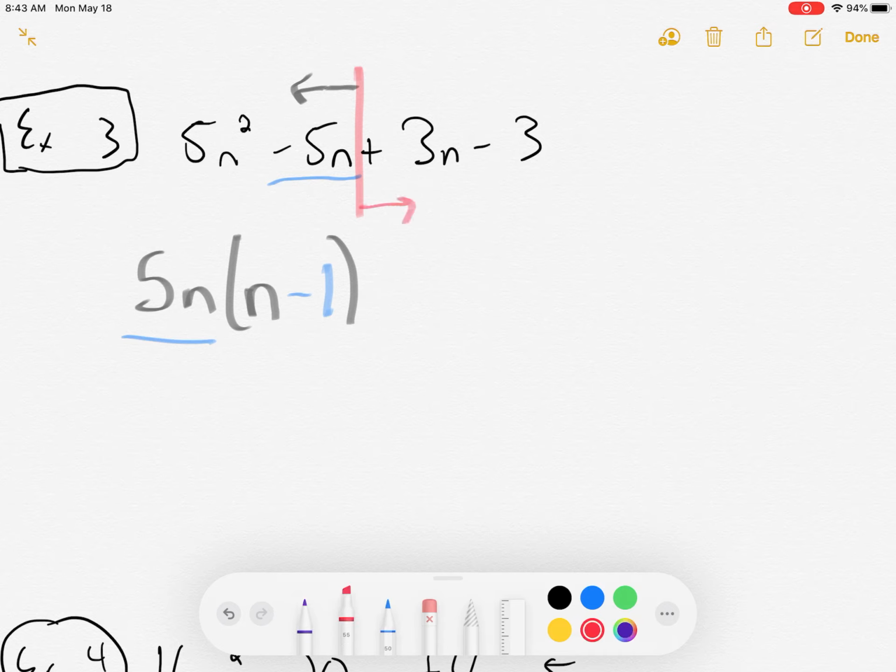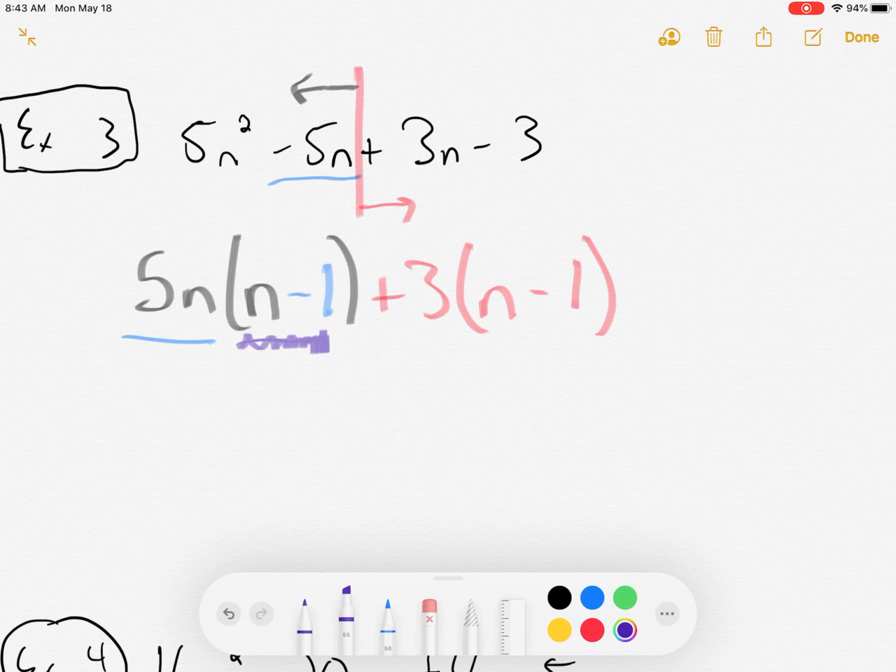On the right-hand side, 3n minus 3. So now I'm going to take out a plus, well, what number can I take out of 3n and 3? They both have a 3. Okay, now 3n divided by 3 is just n. Now it's negative 3 divided by positive 3. Negative divided by a positive is a minus 1.